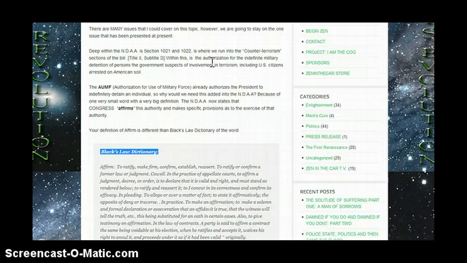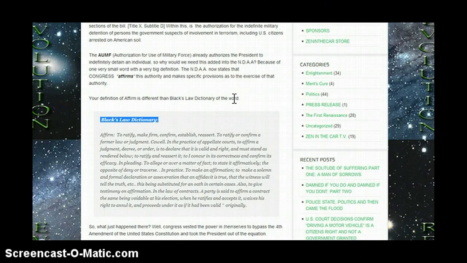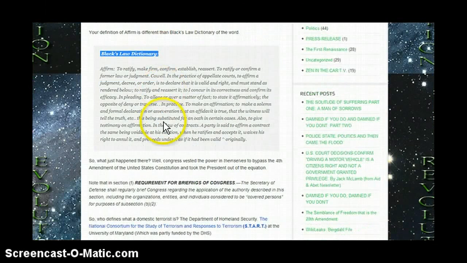Your definition of affirm and Black's Law Dictionary definition of affirm are radically different. Anytime you read a bill that has been put out by Congress, you need to always read out of Black's Law Dictionary. Why? Because it's law. You read out of Webster's, they read out of Black's Law. You see here that Black's Law Dictionary's definition of affirm is literally a paragraph long. In Webster's dictionary, it's 2 sentences. All right. Anyway, moving on.